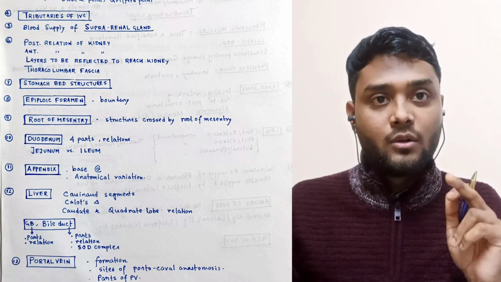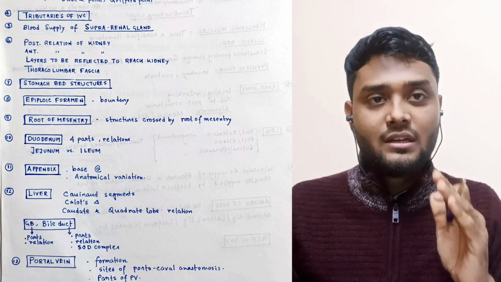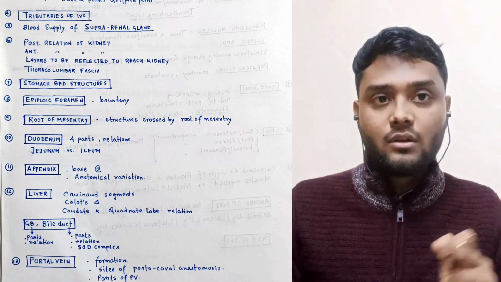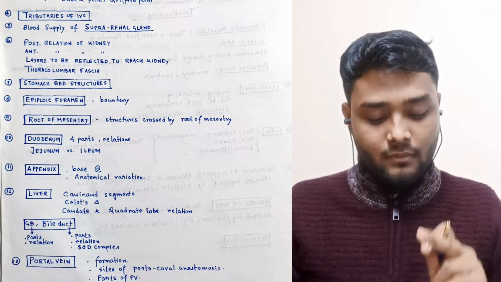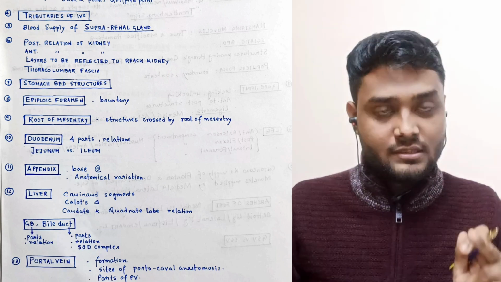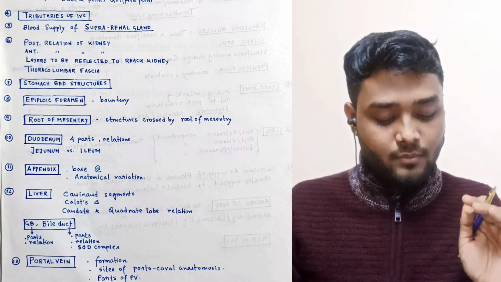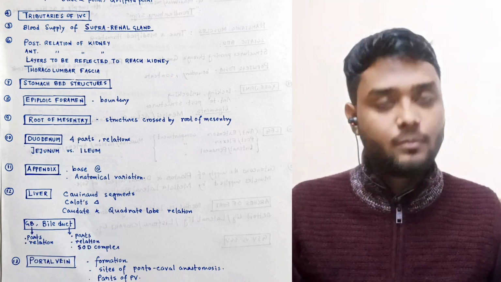Then liver, Couinaud's segments, very much important, you will read it in surgery also. What is Calot's triangle, caudate and quadrate lobe relation. Then gallbladder and the bile duct, their parts, relation, sphincter of Oddi complex. Portal vein formation, their sites of portocaval anastomosis and parts of portal vein.